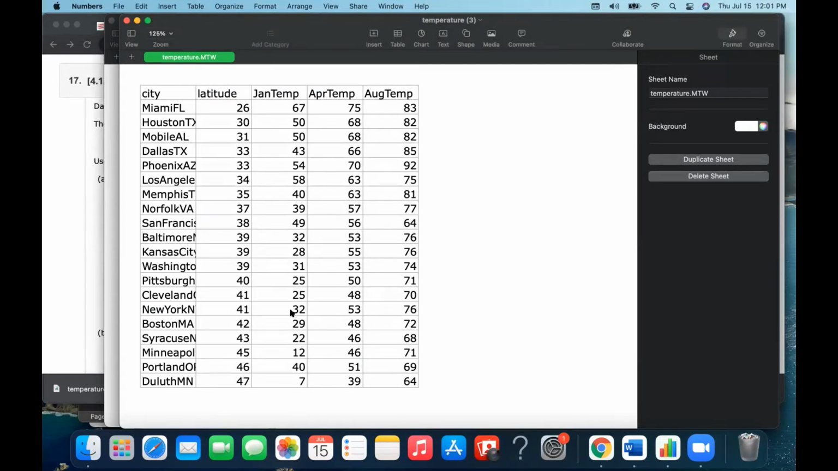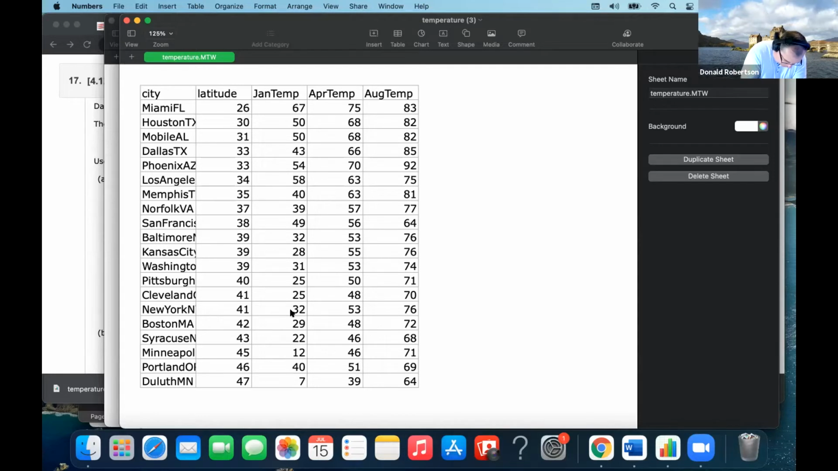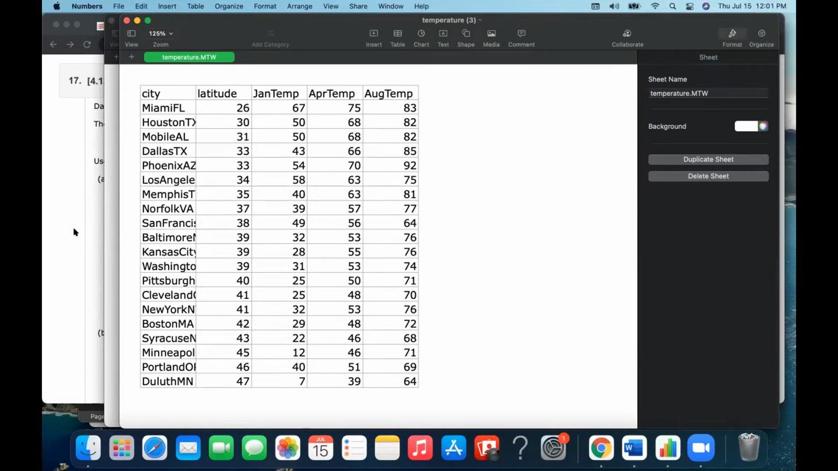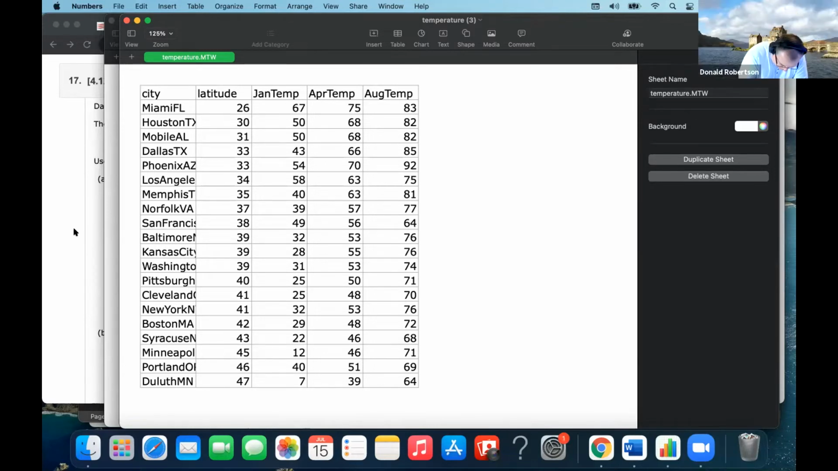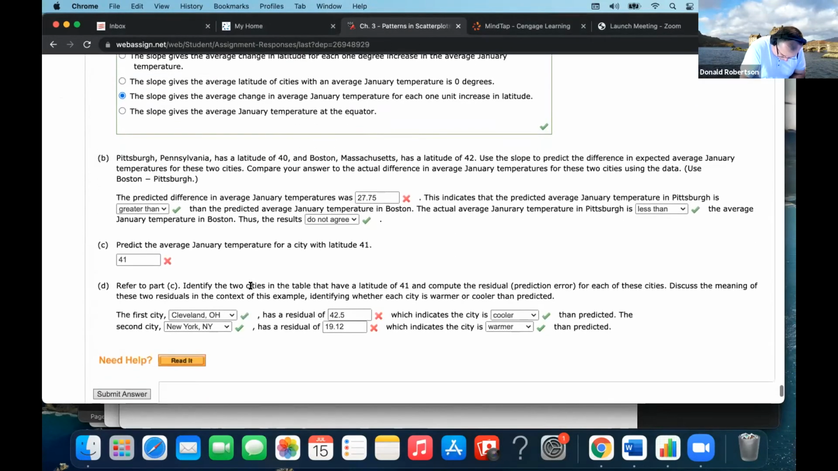You agree? Yeah. Right, so hold that thought for a little while I write this down. So we have Cleveland and New York. They have an X value of 41 because that's what latitude is. And I hope the question is during January temperatures. If it is, then the numbers I'm going to write down are Cleveland is 25. And then New York is 32. And we're still going to be using this formula, the 126, take away 2.34x.